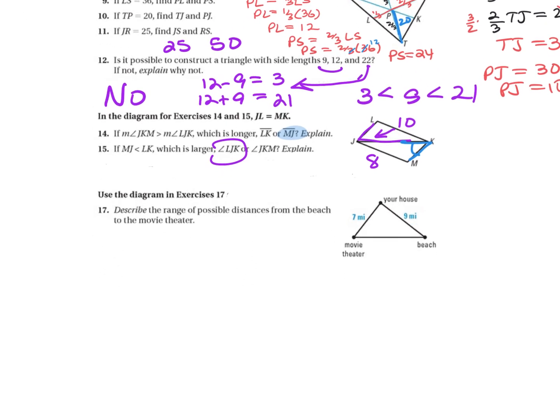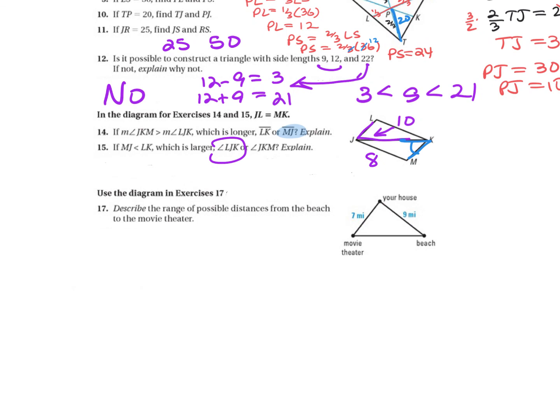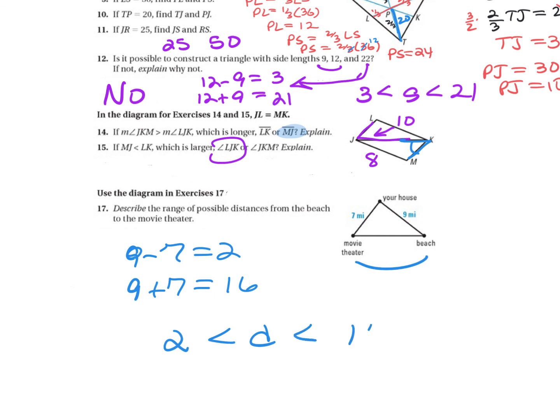And then the last one says to describe the range of possible distances from the beach to the movie theater. So it wants this side of the triangle. So the same thing I did on number 12, I'm going to add and subtract the numbers. Oops, sorry, that should be a 7. I already went to the answer. 9 minus 7 is 2, and then 9 plus 7 is 16. So the distances are going to be any number that's in between 2 and 16, and it cannot equal 2 or 16. So that was it for the last page.